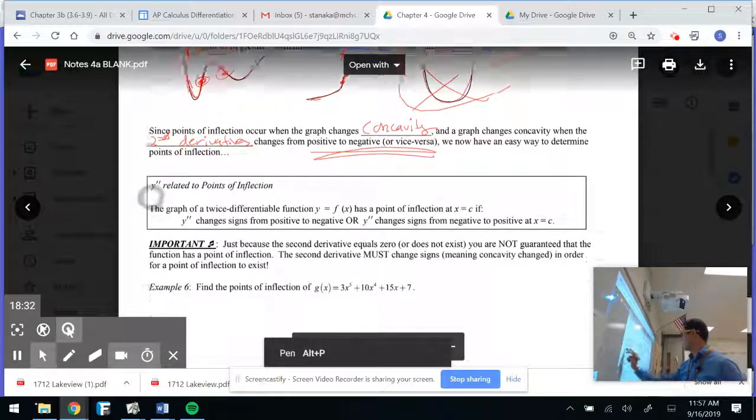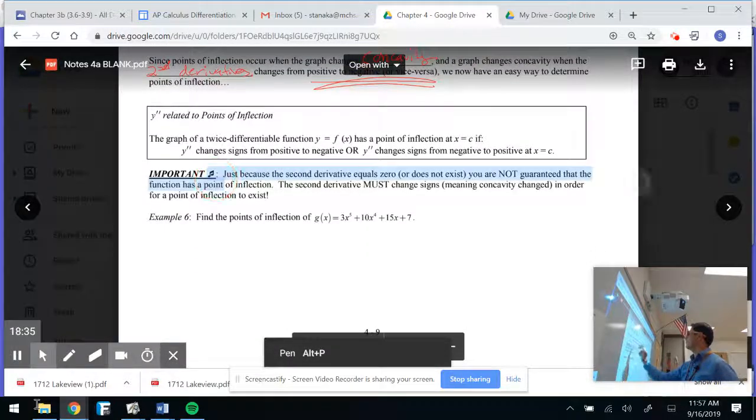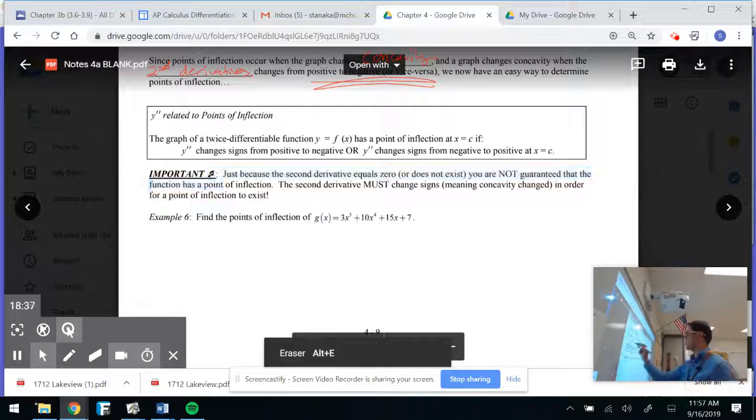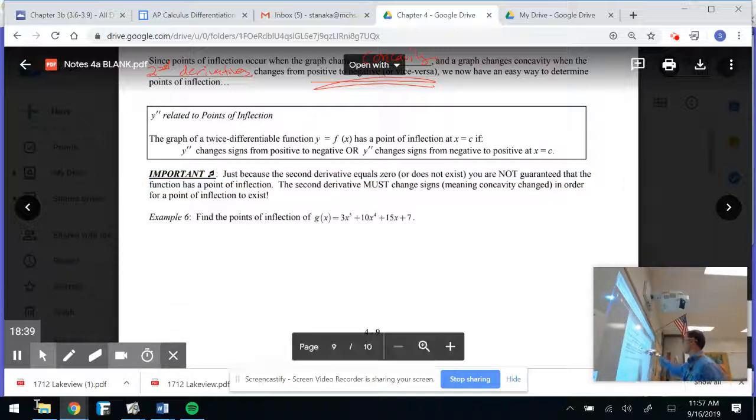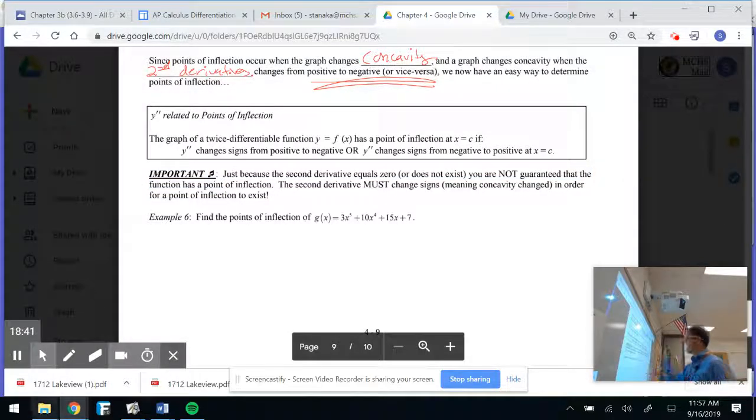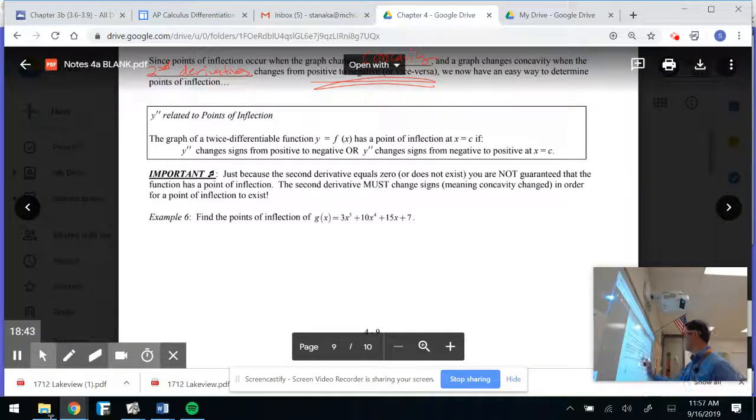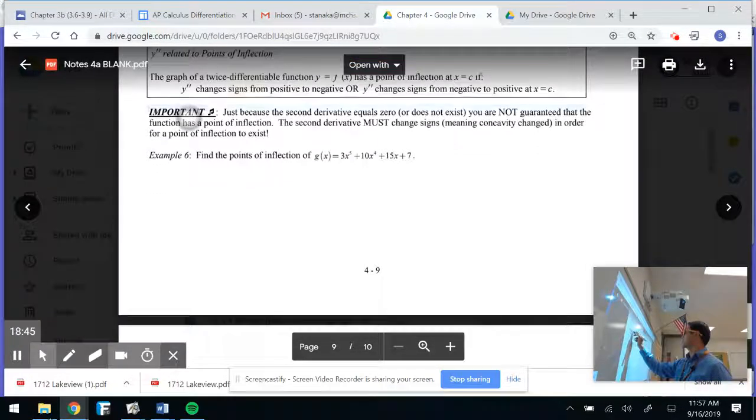Okay, let's keep rolling. Second derivative related to points of inflection. It's just what we just said. If it changes from positive to negative or negative to positive, then we say it is a point of inflection. It's going to make a lot more sense if we just start rolling.